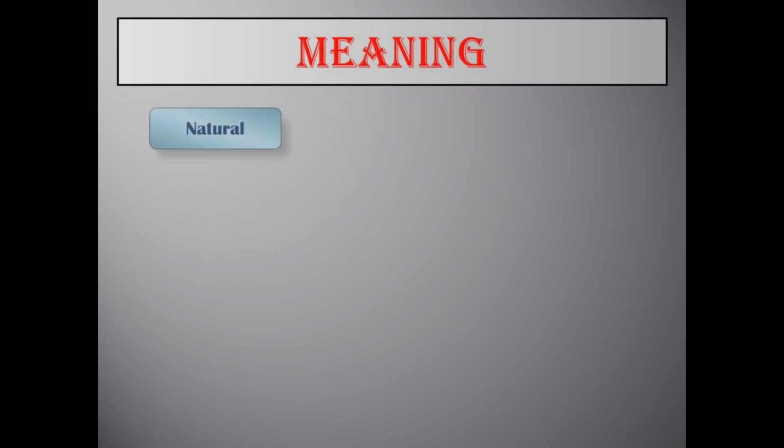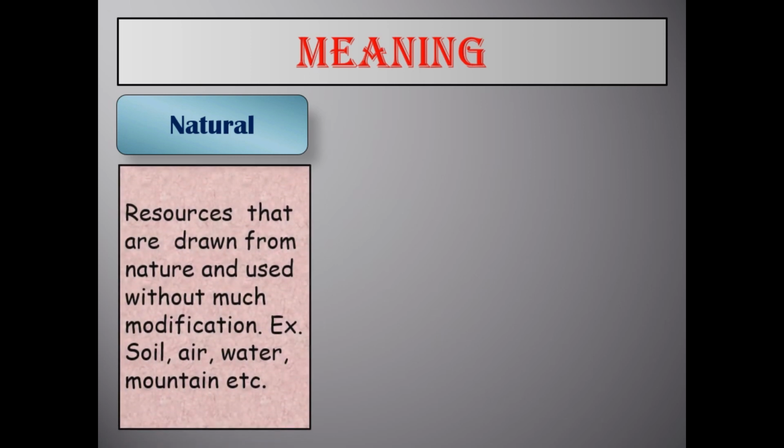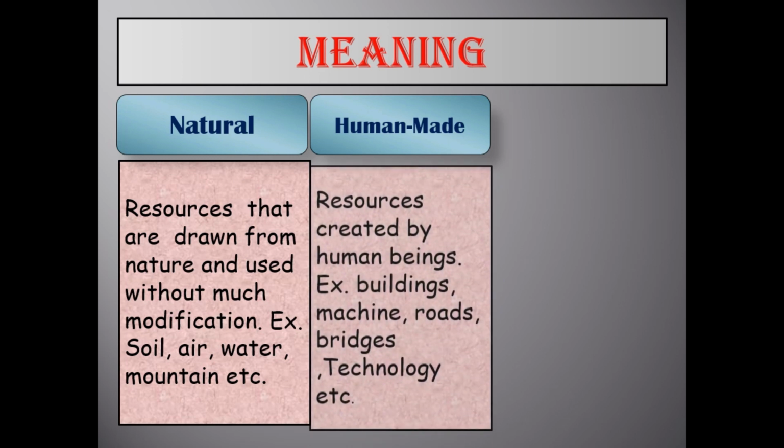Their meaning. First, we should know about the natural resources. What are natural resources? Let's go for the definition. Resources that are drawn from nature and used without much modification are called natural resources. Resources that are provided by nature to us and used without much modification, or you can say in their original form. For example, soil, air, water, mountain, they all are gifts of nature to us, called natural resources.